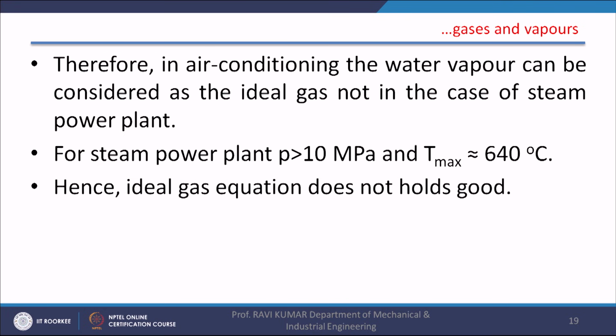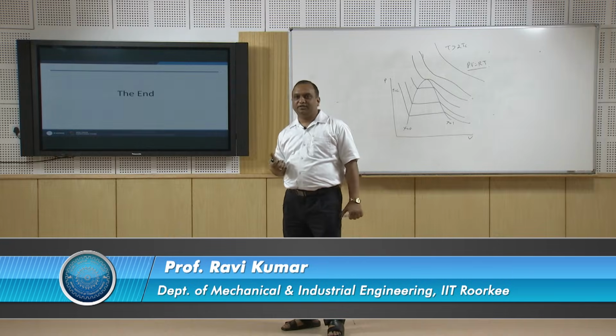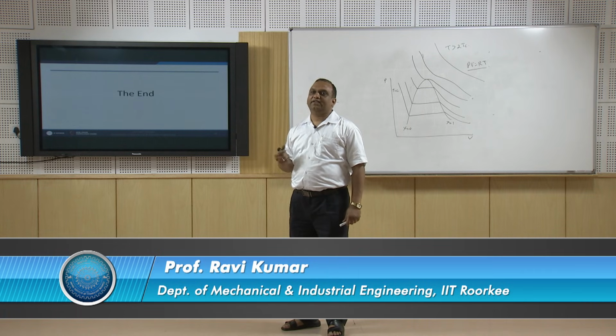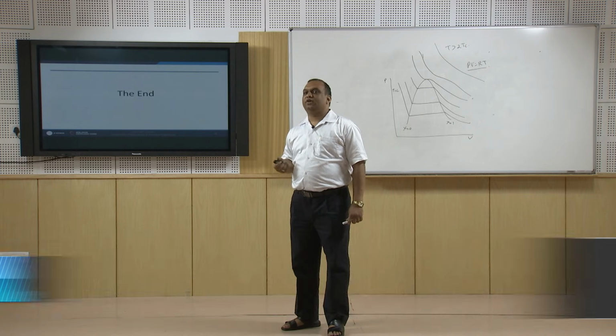So, in air conditioning processes, the water vapor present is considered as a gas, because the partial pressure of water vapor in air is always less than 10 kilopascal. However, in a steam power plant where the pressure is 10 megapascal or 20 megapascal, the maximum temperature does not exceed 640 degrees centigrade. So, water vapor is not considered as a gas. That is why we need steam tables for the calculations for steam power plants. Now, this is it for the concepts of thermodynamics. In the next class, we will take up the introduction of refrigeration.